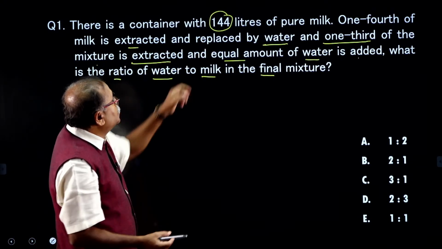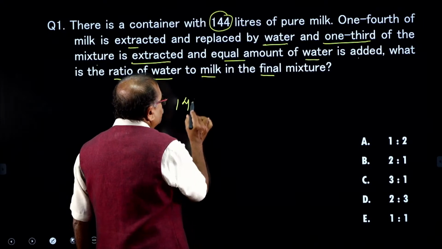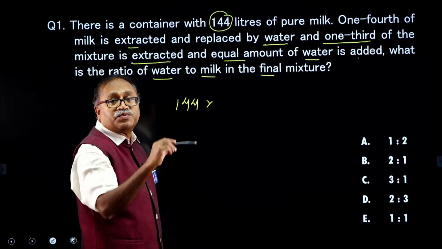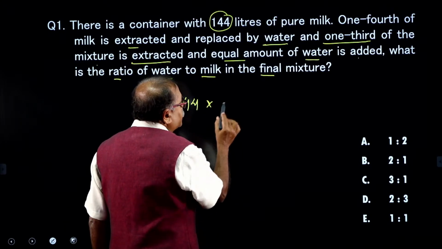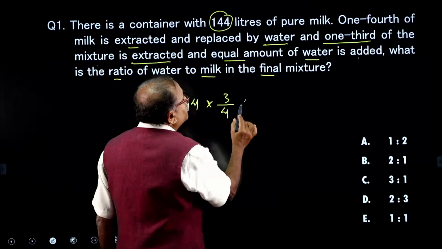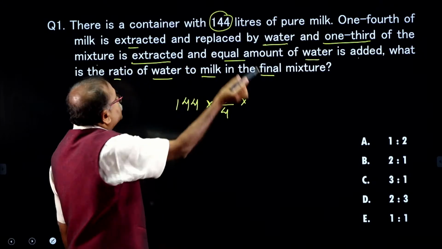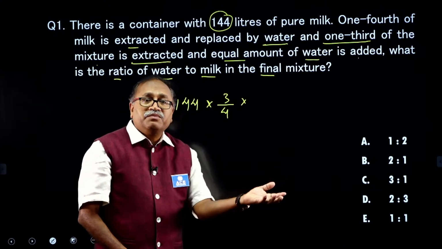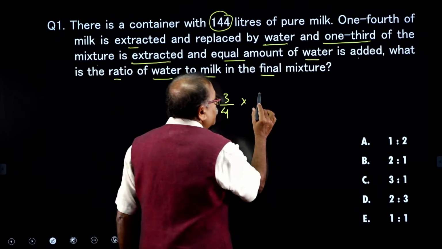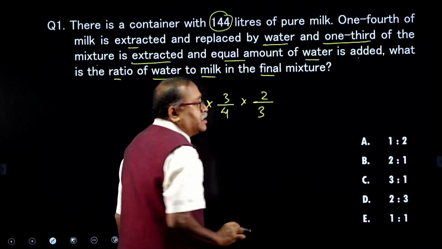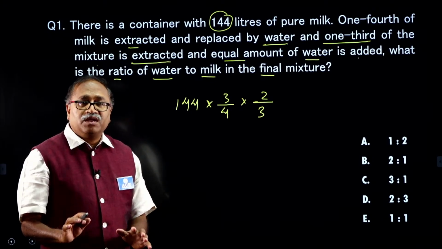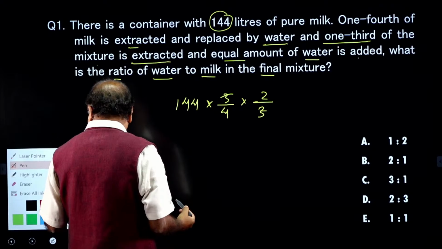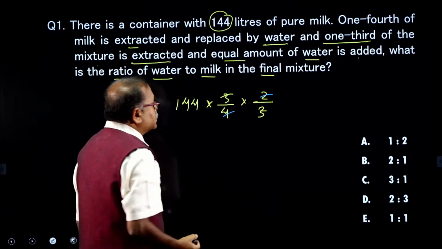So, initially it was pure milk, 144 liter was pure milk, and from there 1/4 milk is taken out, replaced by water. That how much milk is left? 3/4 milk is left, and after that again 1/3 of the mixture is taken out. When you are taking out 1/3 of the mixture, the 1/3 of the milk is also going out. So, 2/3 of the milk is left, and this is what the milk quantity is. And as 3 gets cancelled over here, and here you see that it gets cancelled over here.